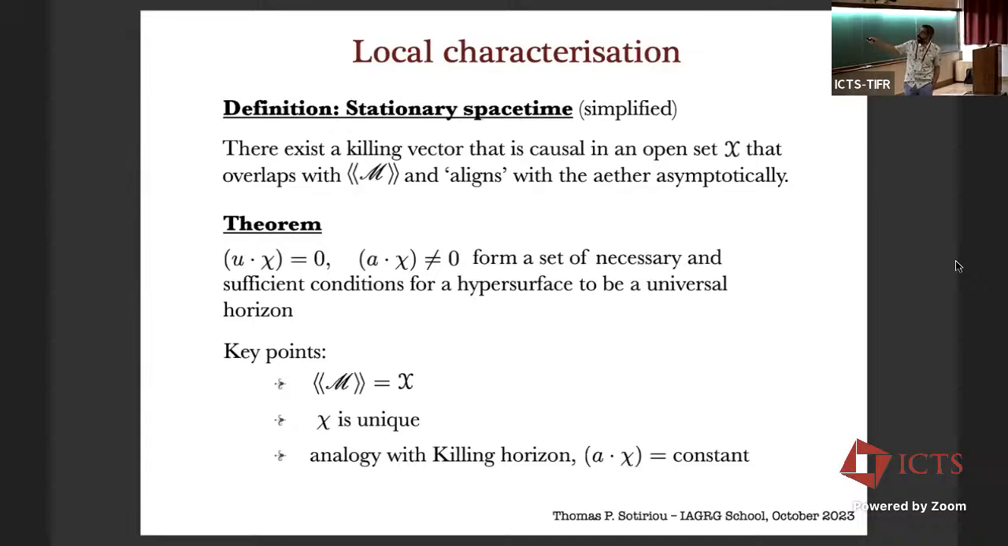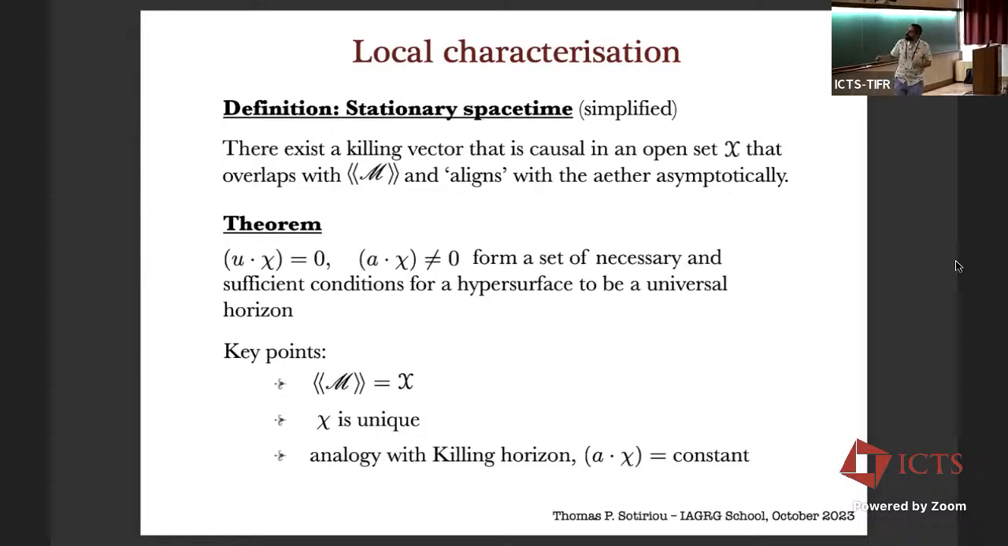So if that holds true, and this is the acceleration of the vector, which is completely defined by u grad u, right, dotted with chi is not 0, then that forms a set of necessary and sufficient conditions for a hypersurface to be a universal horizon. So in fact, this locally characterizes the horizon, right? And it turns out then that chi becomes m, and this Killing vector is unique. And of course, there's complete analogy here with Killing horizons again, because in GR you would have chi dotted with itself is 0 as the Killing horizon, right?